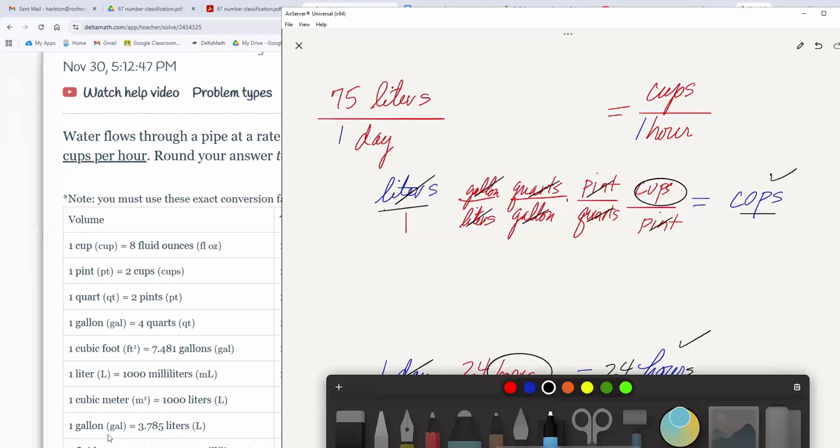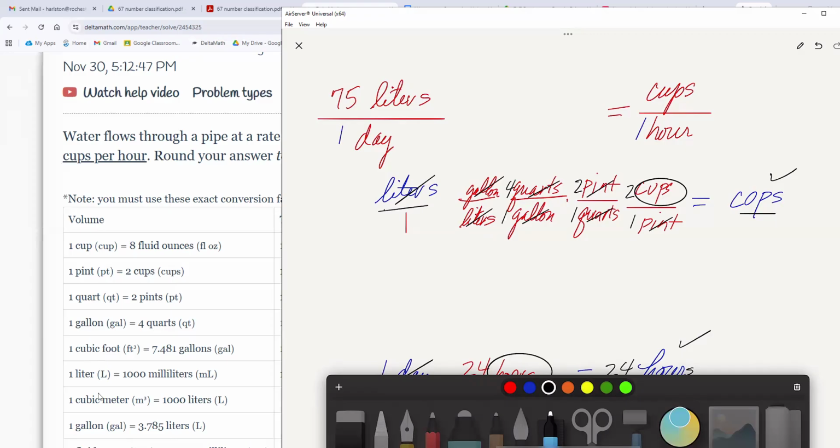Now, I'm going to go back and actually get those numbers. So every pint is equal to 2 cups. So 1 pint is equal to 2 cups. And then every quart is equal to 2 pints. So I say 1 quart is equal to 2 pints. And then I say every gallon is equal to 4 quarts. Let me bring that back up. Every gallon is equal to 4 quarts. So I say 1 gallon is equal to 4 quarts.